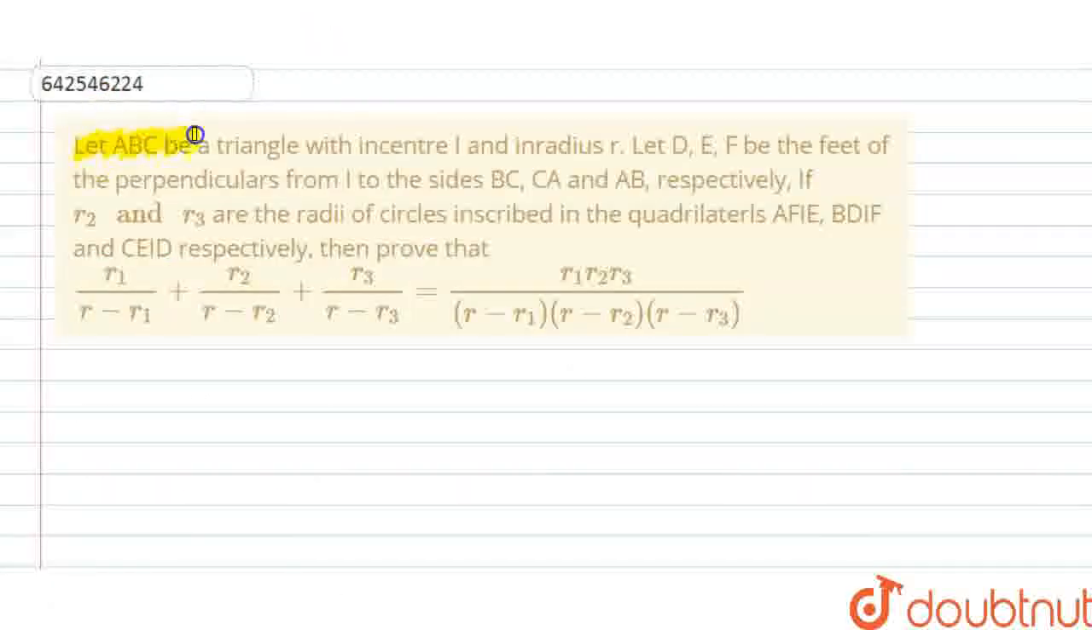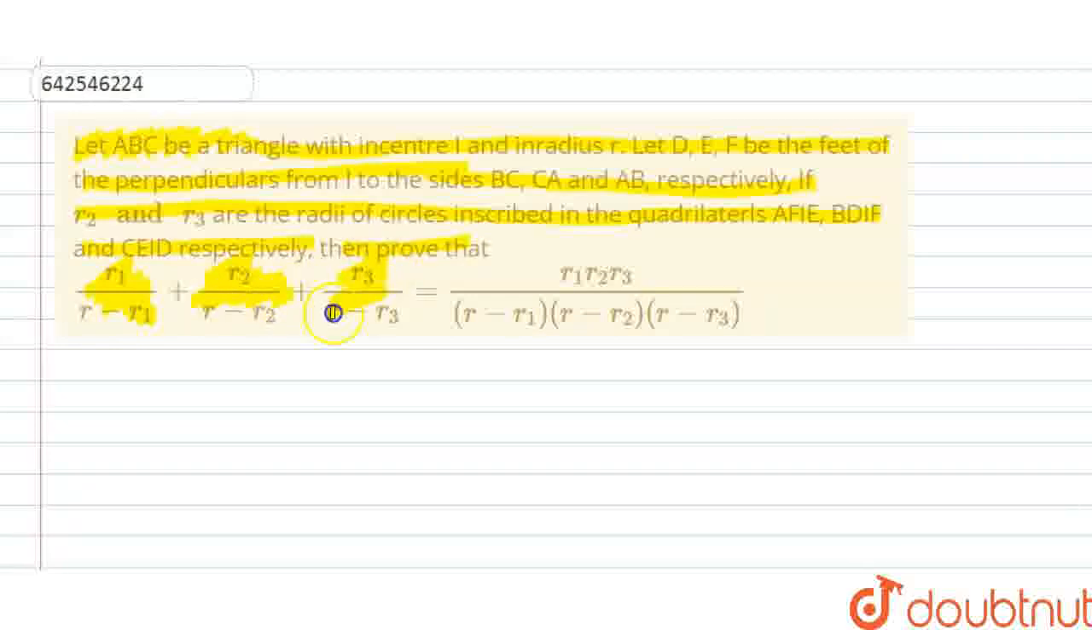Hello everyone, so the question is, let A, B, C be a triangle with incenter I and radius R. Let D, E, F be the feet of the perpendicular from I to the sides BC, CA and AB respectively. If R1, R2 and R3 are the radii of the circles inscribed in the quadrilaterals AFIE, BDIF and CEID respectively, then we need to prove that R1 upon R minus R1 plus R2 upon R minus R2 plus R3 upon R minus R3 is equal to R1, R2, R3 upon R minus R1, R minus R2 and R minus R3.